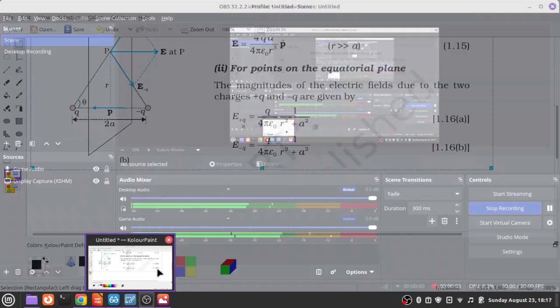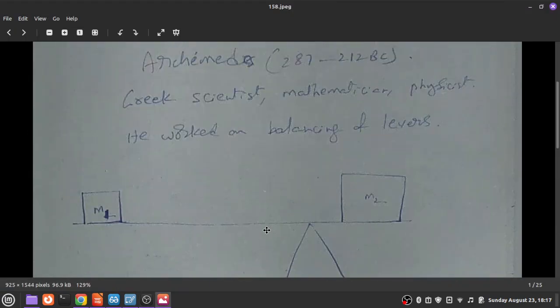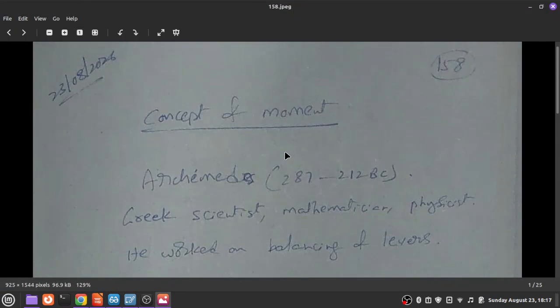Hello students, I am going to explain about electric dipole. The electric dipole concept includes the ideas about dipole moment. Okay, let us first understand what is the meaning of moment.